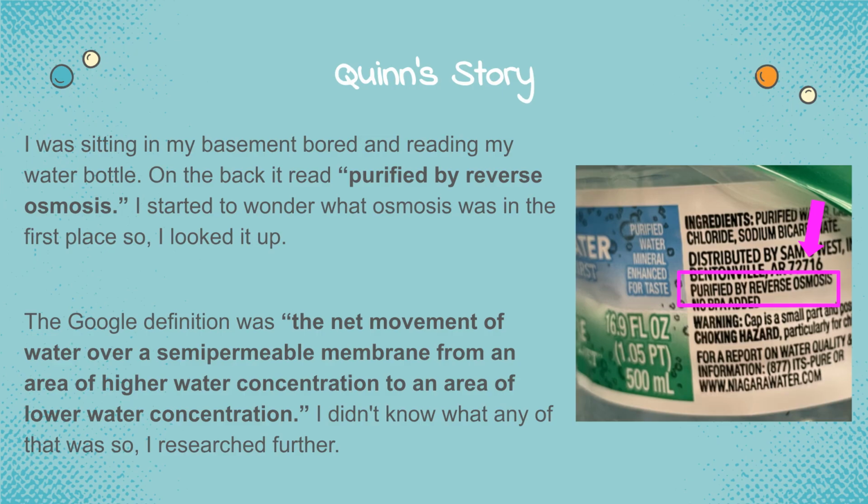I was sitting in my basement, bored and reading my water bottle. On the back it read "purified by reverse osmosis." I started to wonder what osmosis was in the first place, so I looked it up. The Google definition was the net movement of water over a semi-permeable membrane from an area of higher water concentration to an area of lower water concentration. I didn't know what any of that was, so I researched further.